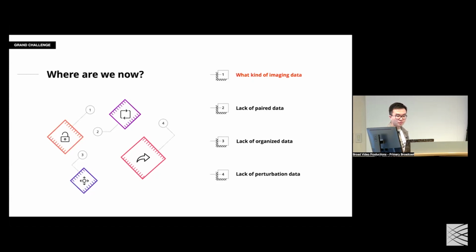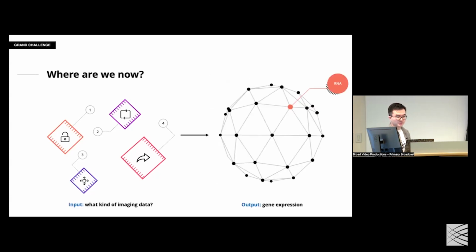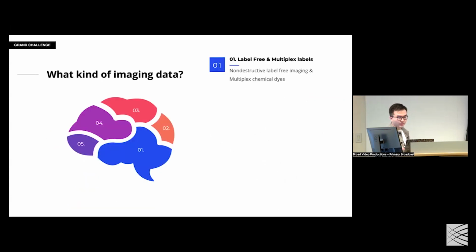For now, we're exploring what kind of imaging data are the right input for us to generate omics information. We started with Raman, we started with H&E, and then what are the other imaging data that can potentially be used for generating gene expression as an output? In terms of label-free and multiplex labels, we're trying different kinds of label-free imaging methods, and we're also trying to multiplex chemical dyes at the same time.